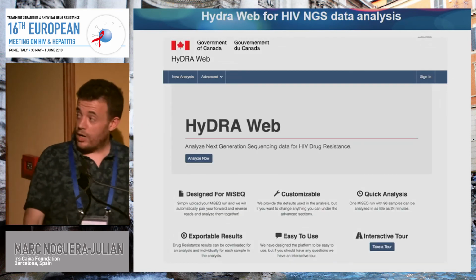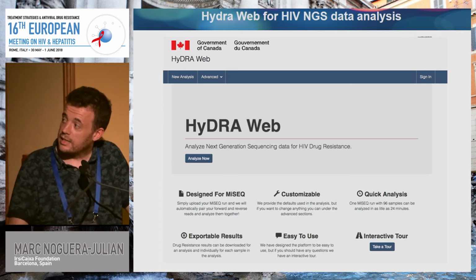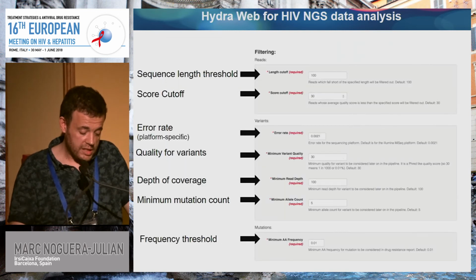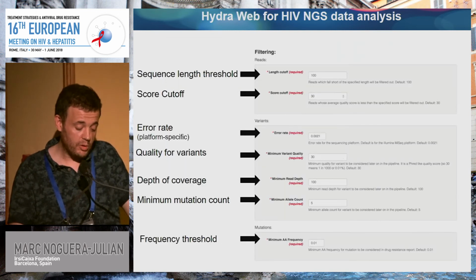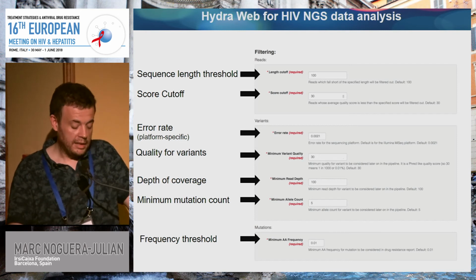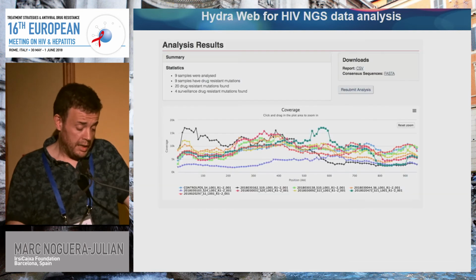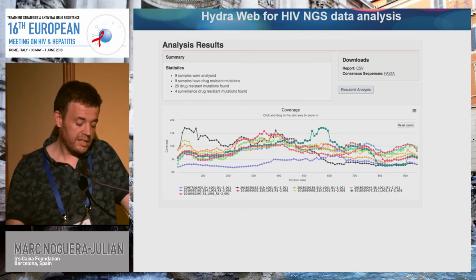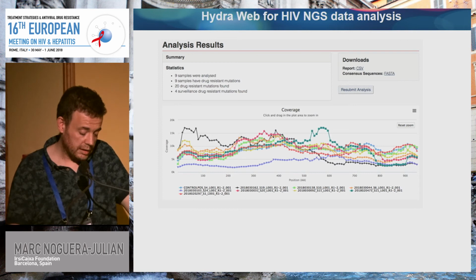There we have the HydraWeb as well. This is developed by Eric Enns at the Public Health Agency in Canada. You can also register. It lets you upload many samples at a time. You have lots of parameters to tune your analysis, with very reasonable defaults if you are not interested in doing that. But these are controllable, and that's a good thing. You also can see the coverage, for instance, for many samples at the same time, and see how the general quality of your run has gone and how it looks, and discard any sample if you like.